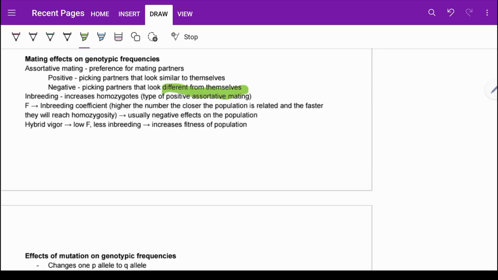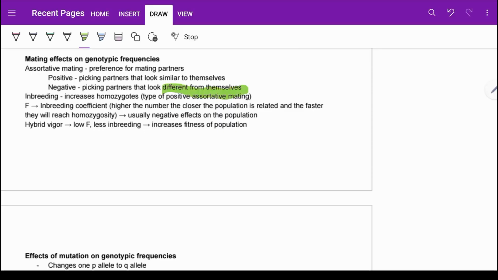We also have inbreeding, which increases homozygosity, as I mentioned earlier. We have F, the inbreeding coefficient, and the higher the value of F, the more closely related the population is, and the faster it will reach complete homozygosity, meaning everybody basically has the same genome. This usually leads to negative effects for the population because it makes it harder to evolve, harder to use natural selection to overcome barriers such as disease or a natural disaster.